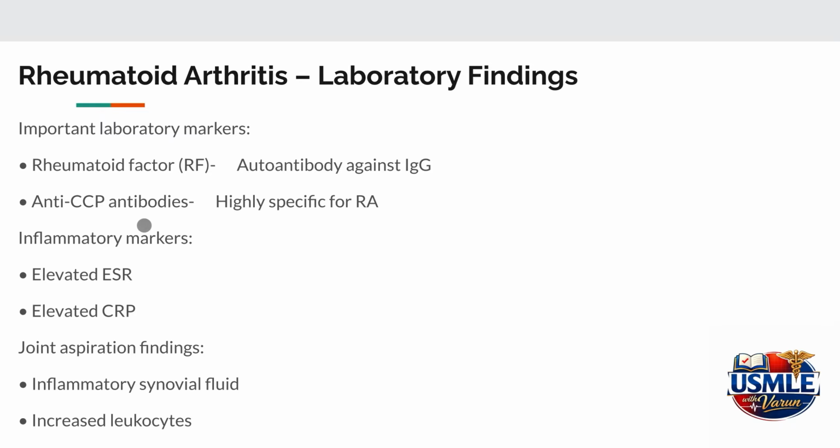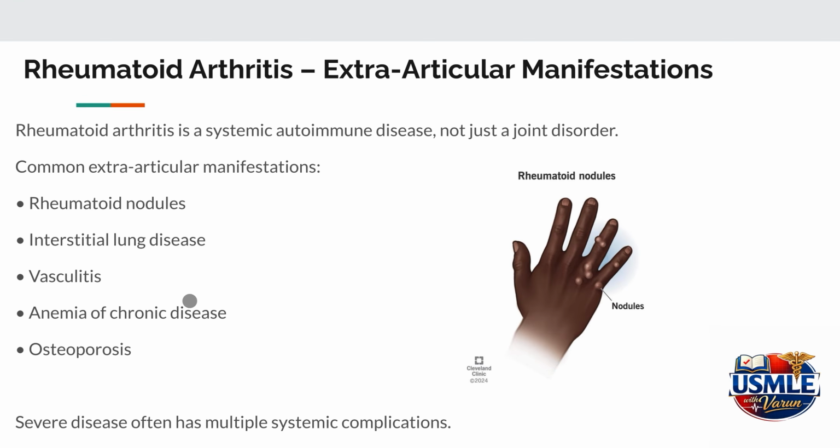Several laboratory tests help support the diagnosis of rheumatoid arthritis. One commonly detected antibody is rheumatoid factor, which is an autoantibody directed against the Fc portion of IgG. Another important antibody is anti-cyclic citrullinated peptide antibodies, often called anti-CCP antibodies. The anti-CCP antibodies are highly specific for rheumatoid arthritis. Inflammatory markers such as ESR and CRP are usually elevated. Joint aspiration reveals inflammatory synovial fluid with increased leukocytes.